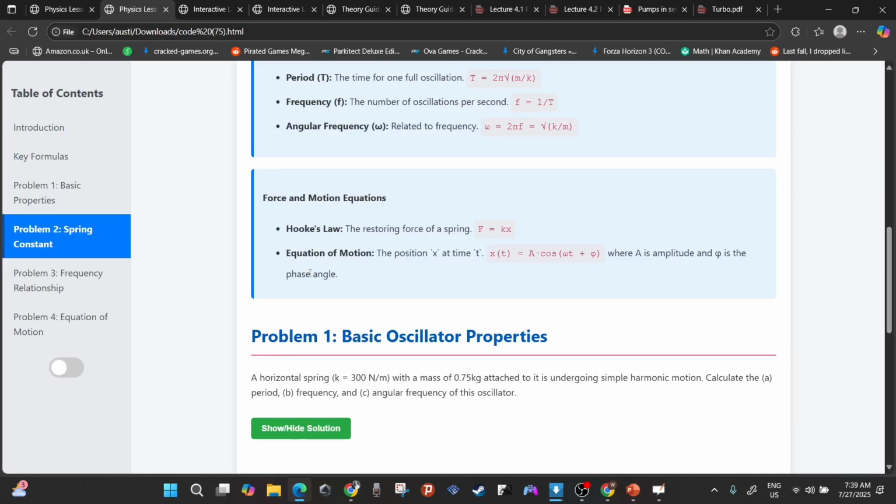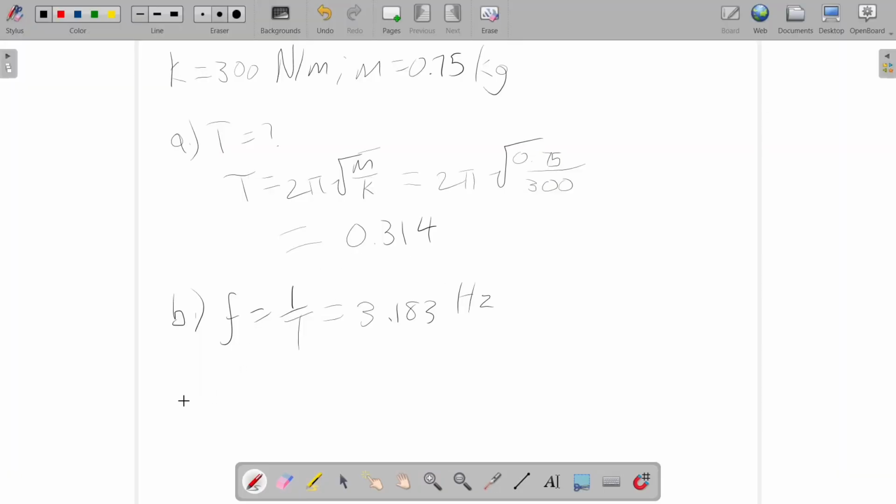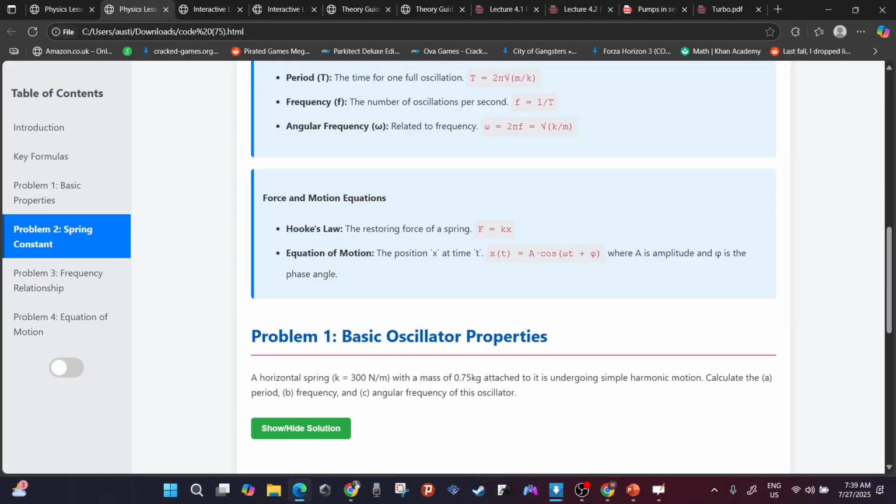For C, we want the angular frequency, which is omega equals 2 pi f. So we just say 2 pi times 3.183, and we get 20 radians per second. Very easy again, and I think that's basically it.